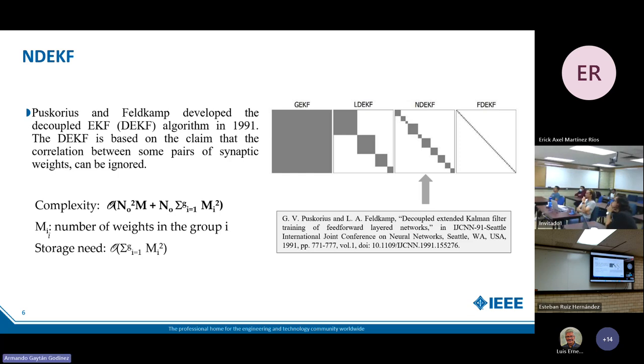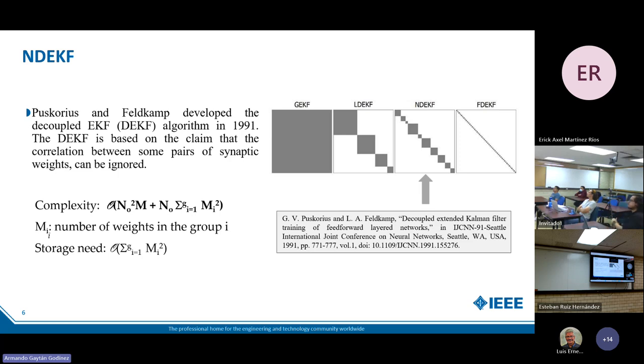In the figure of this slide, we have a schematic representation of the covariance matrix of the error estimation, which is a key part of the calculation in the Kalman filter. At the left, the original case, called global in the decoupling approach, the matrix is dense, with values different from zero in all of its elements. At the right is the extreme case of total decoupling, where the matrix is absolutely diagonal. In the middle are the intermediate cases, decoupling by layers and decoupling by neurons, where the matrices are block diagonal.